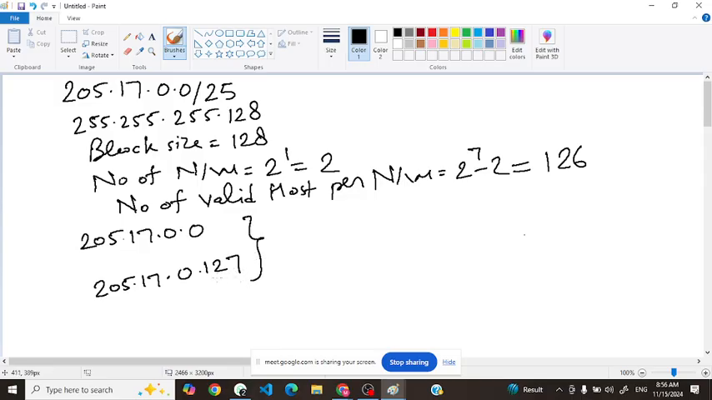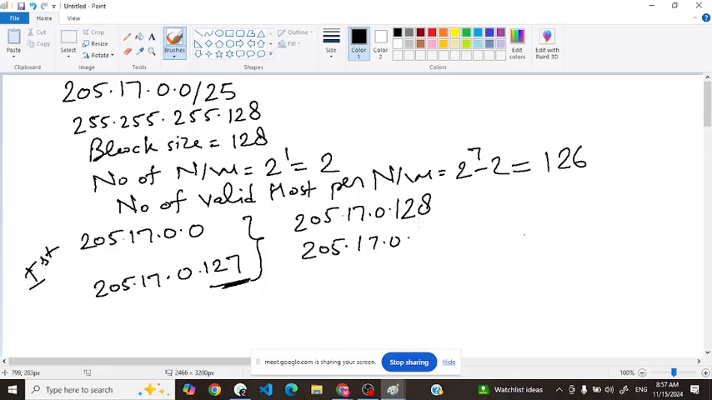The first IP address will be 205.17.0.1, and the last 205.17.0.126. Where are you, Lakshman? The second network will start from 128 because the first network is ending on 127. Sir, I have said the first IP address of the first subnet. What will be the last IP address for the second network?